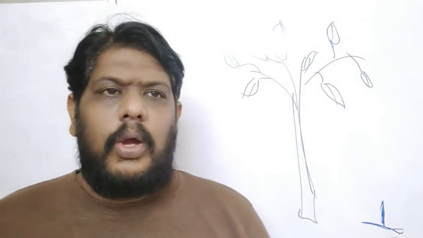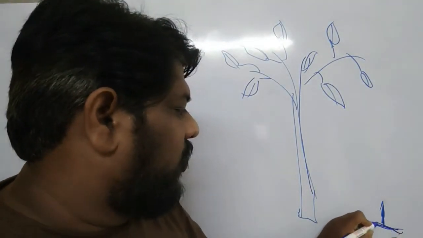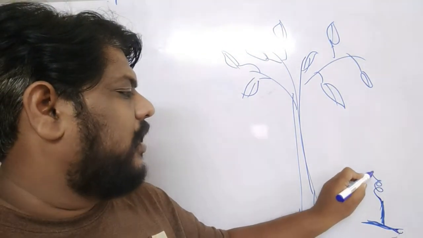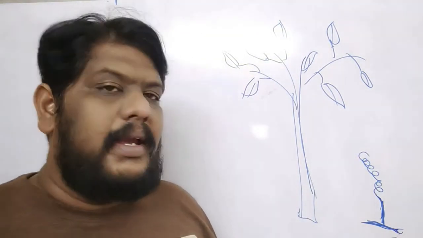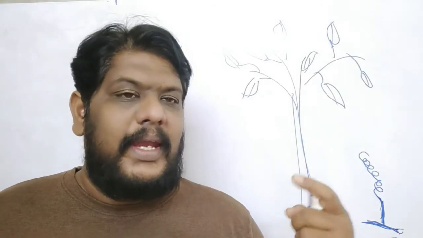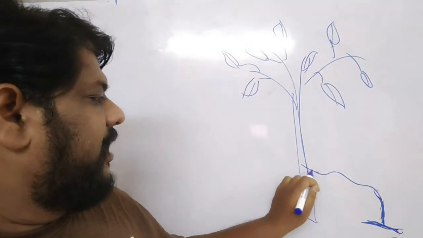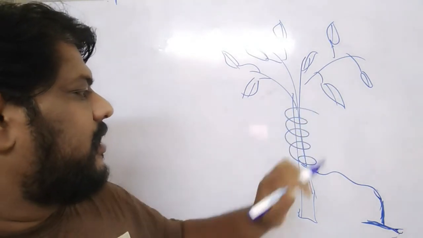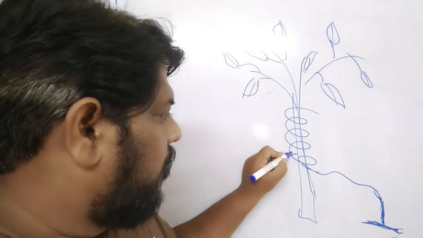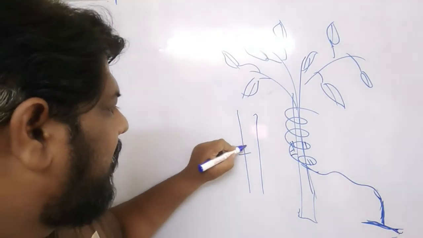Now, children, we'll take this as a plant, and when a dodder plant grows, it has a root, and this will grow out, and it keeps on finding a host plant. So it twines around the host plant like this. When it finds a plant, it twines around the host plant, and it will also produce some thread-like structures which are called the haustoria.